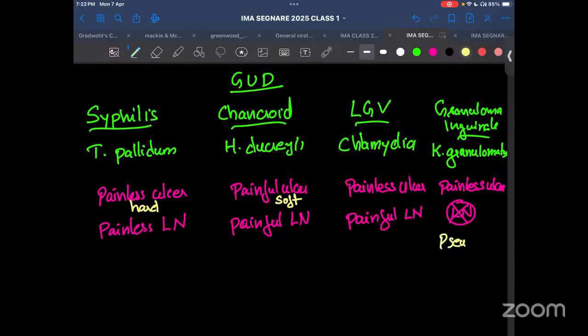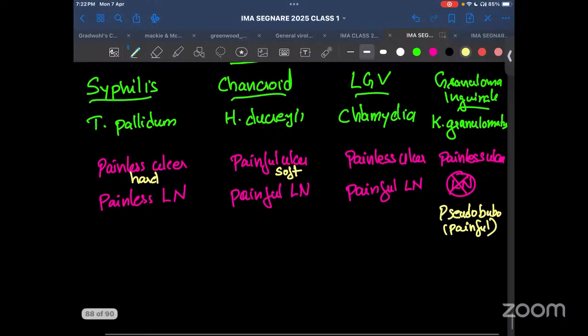Bubo means a swollen painful lymph node. Pseudobubo means there is actually granuloma formation in the inguinal region. So it looks like a lymph node, but it is not actually a lymph node. It is a granuloma.